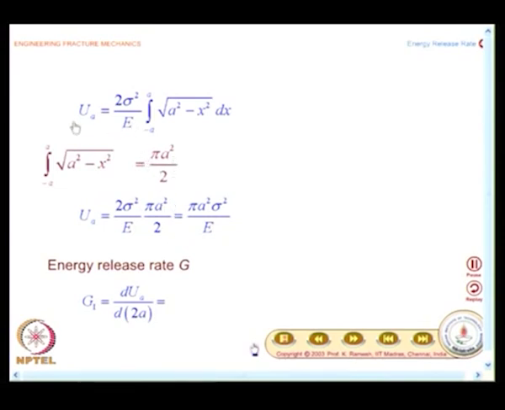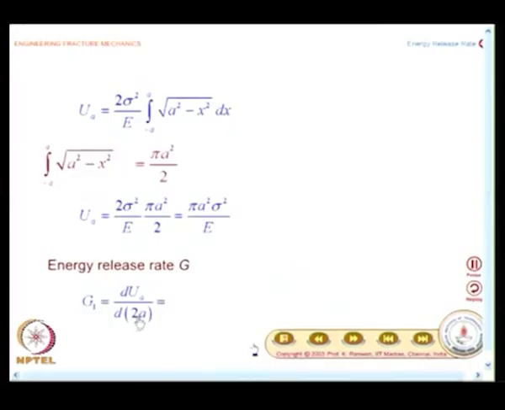When I want to find the complete energy, it is nothing but 2 sigma squared divided by E into this integral value. So, when I substitute it here, I get pi sigma squared a squared divided by E. This is the same as what we got earlier. At that time we assumed it as pi by 2, if you recall how we took the value of lambda.